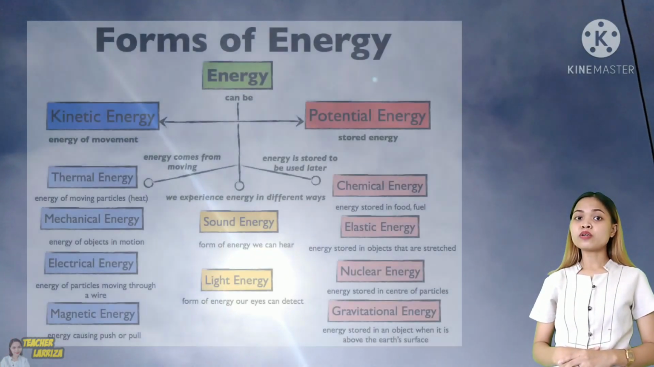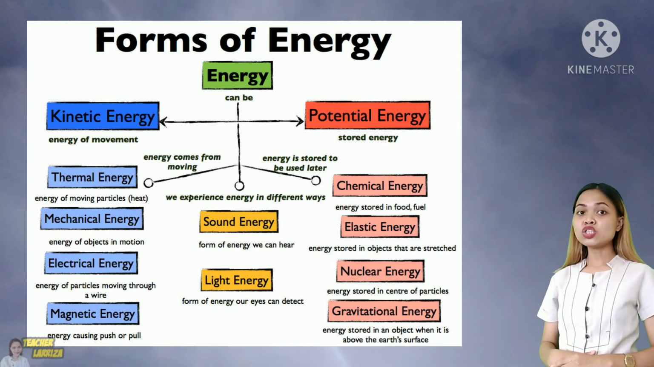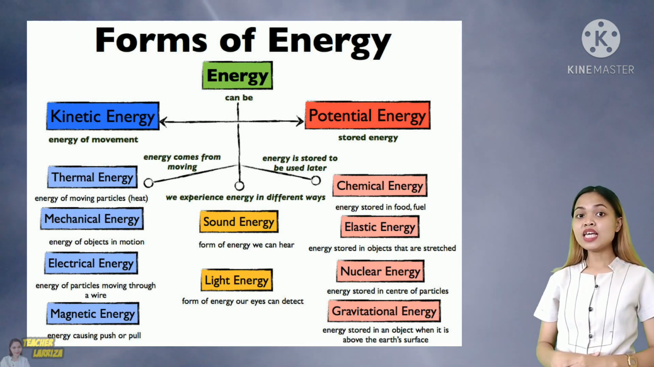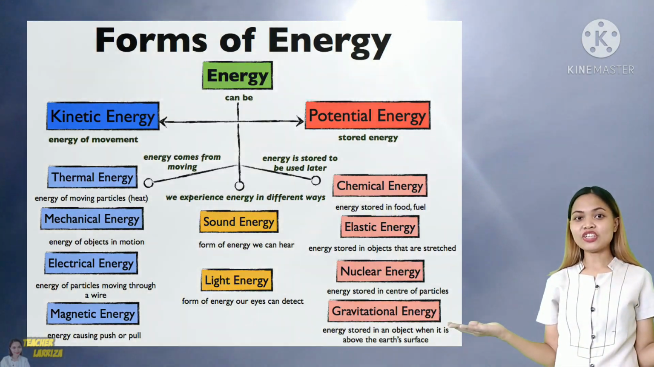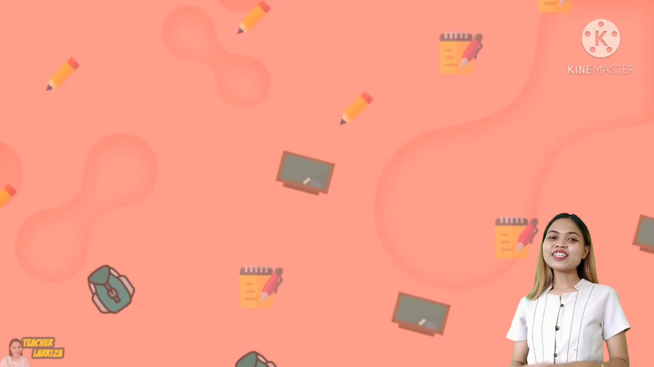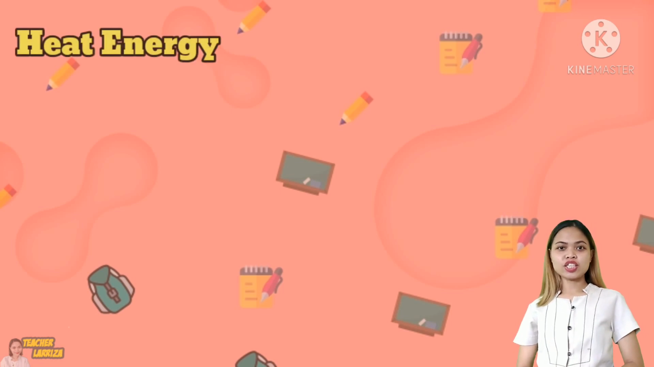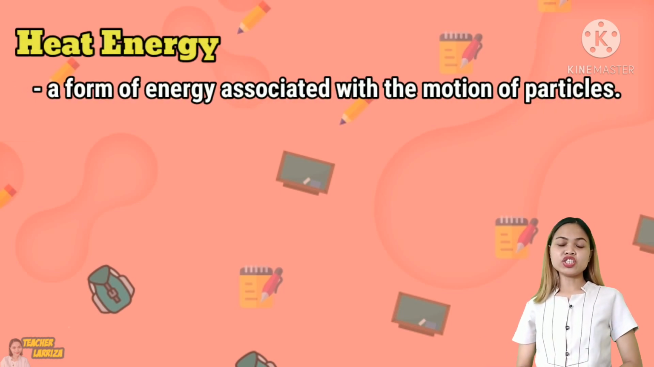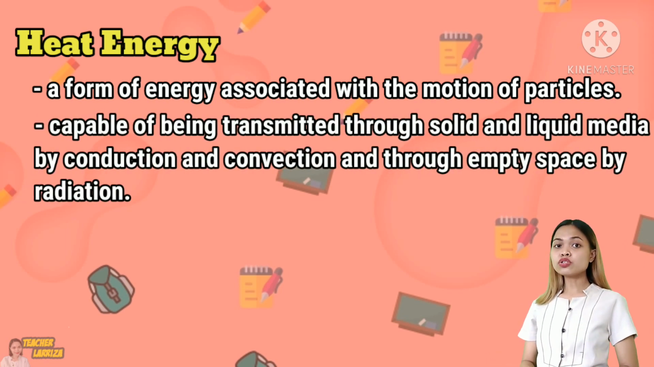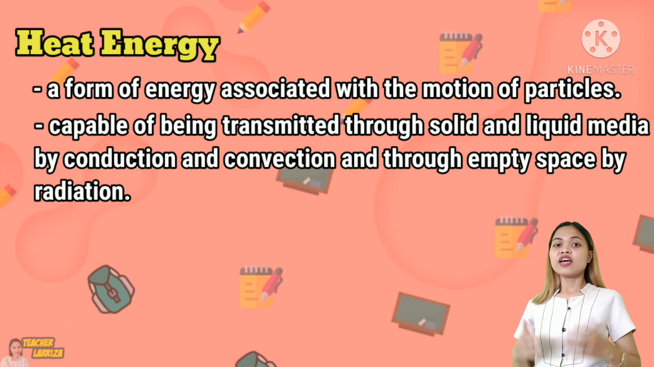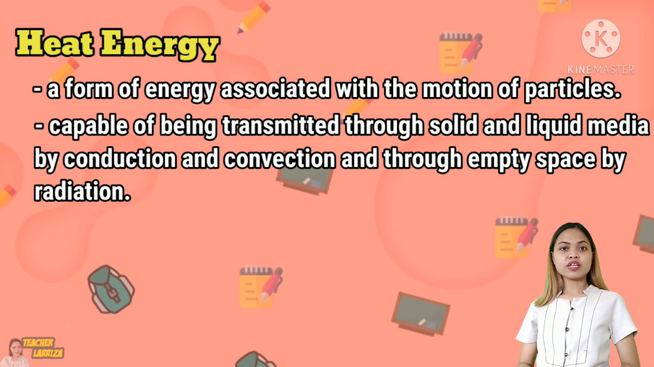We have different forms of energy. These forms include heat energy, light energy, and sound energy. Now, let us discuss heat energy. Heat is a form of energy associated with the motion of particles and capable of being transmitted through solid and liquid media by conduction and convection and through empty space by radiation.